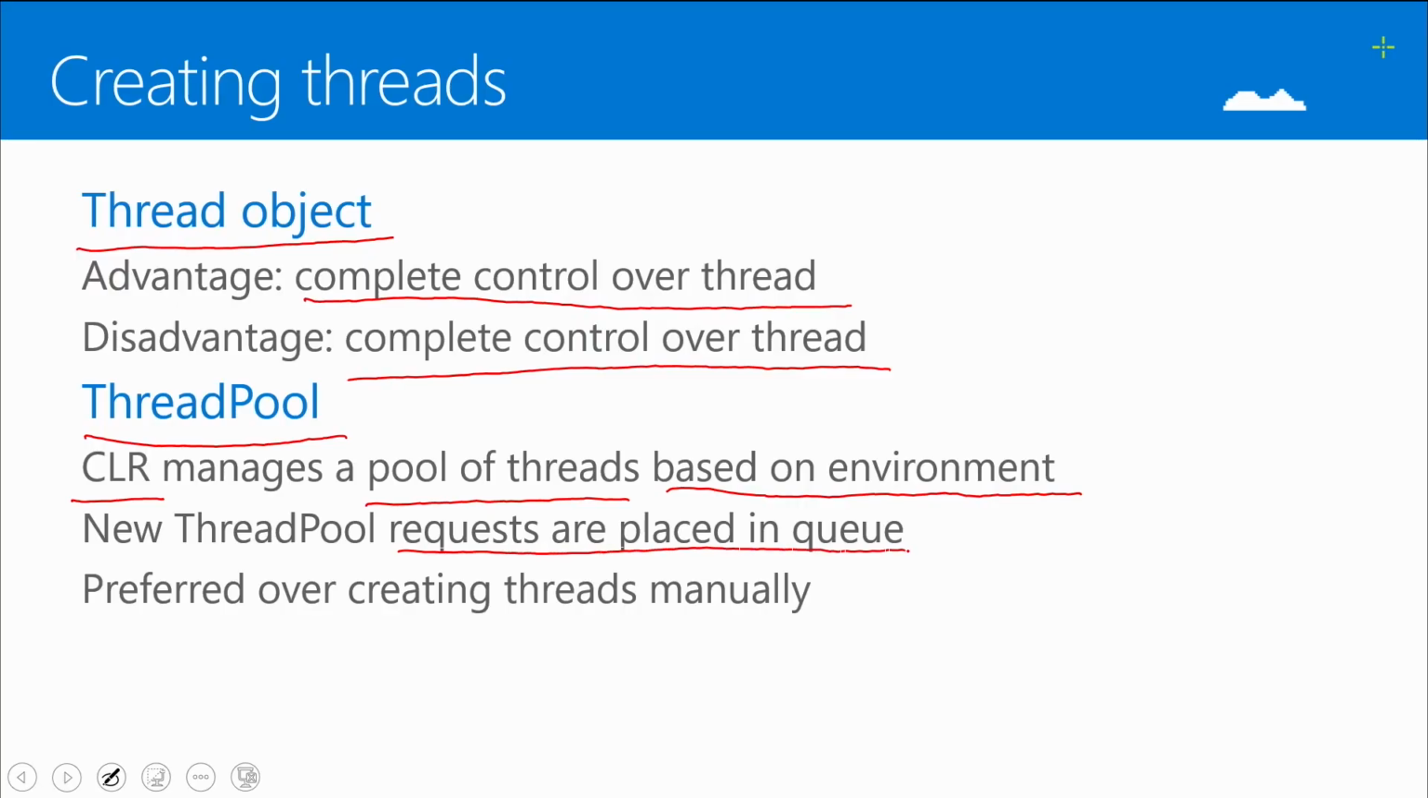Now, if it turns out that I'm trying to do too much for the optimal number of threads, it'll automatically place any new requests in a queue. This is the preferred mechanism. You want to use the thread pool rather than using the thread object directly.